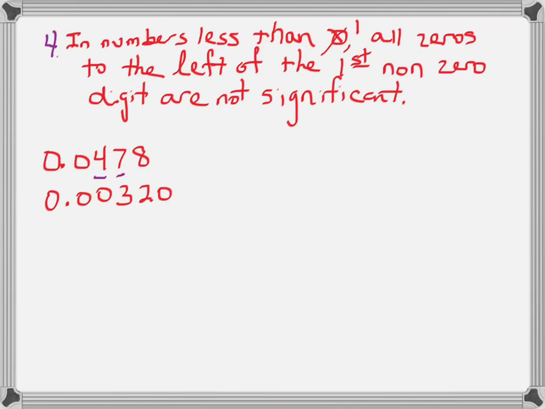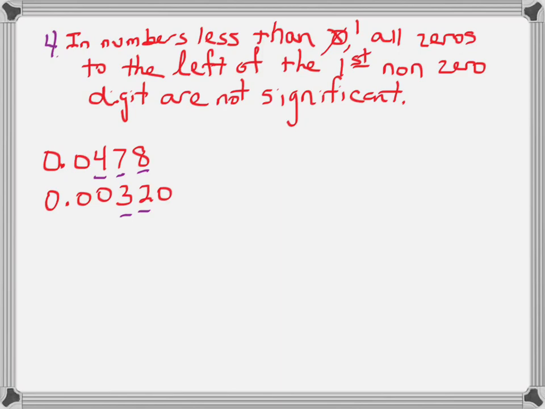So on the first number I can underline those 3, and on the second number I can underline those 2. The second rule was if there's a 0 between non-zero digits, those are significant. I don't have any zeros in between, and so that doesn't count. Rule 3 has to do with numbers greater than 1, so that doesn't count for these. These are all less than 1.